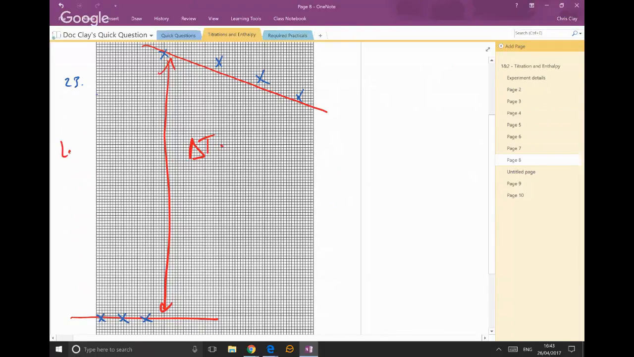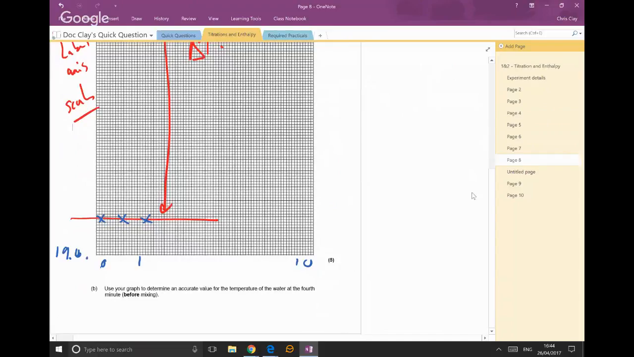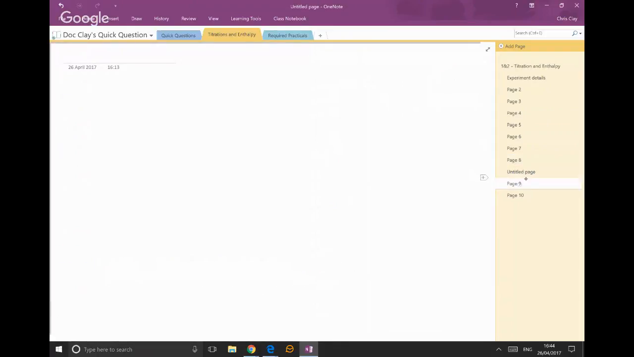Make sure you label any axes correctly and give an appropriate scale when you're doing them. Okay, so they're the key things that we want to think about when we're drawing graphs. Doesn't seem to be anything on that page.